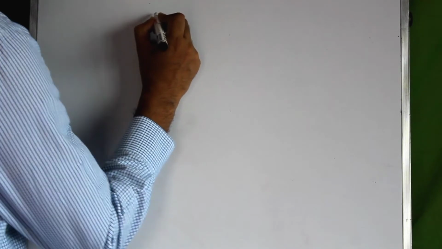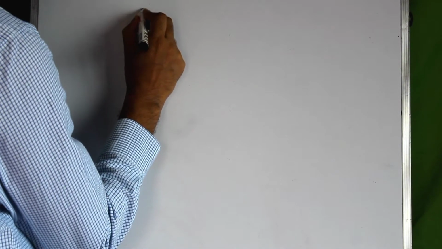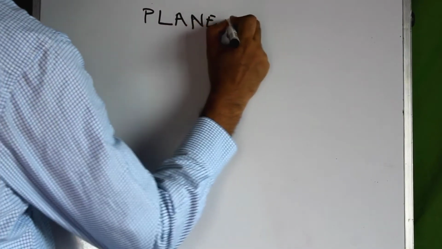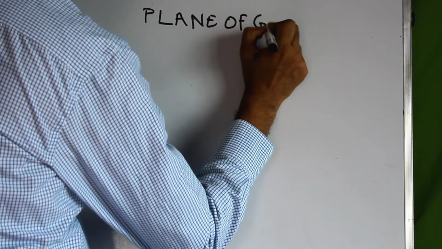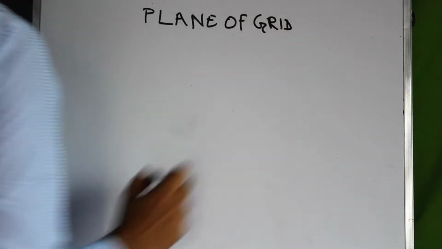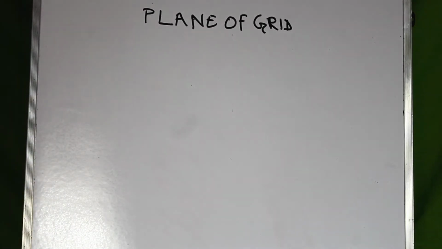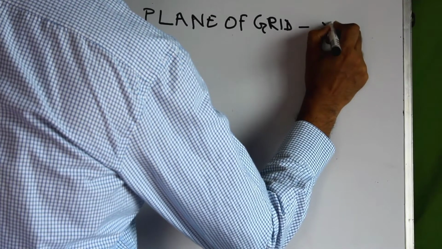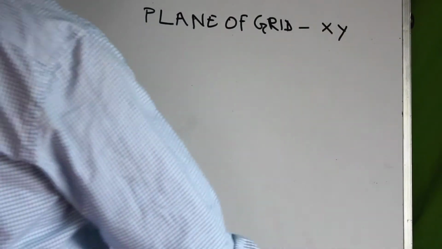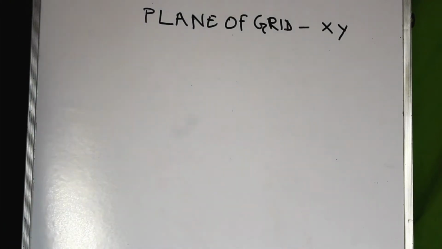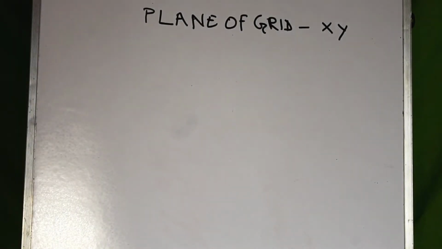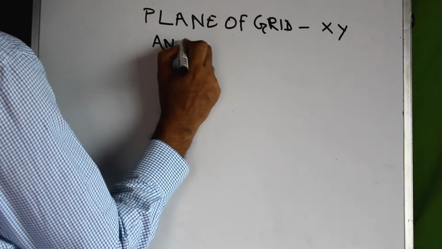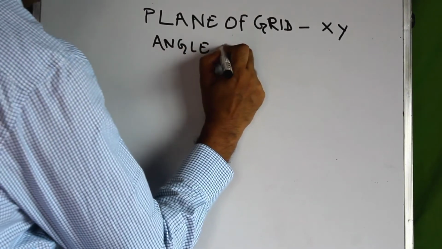So our first parameter that we need to define is the plane of the grid. And since we are creating a planar structure, the plane of the grid would be, you have guessed it right, the XY plane. Now, there is another parameter in STAAD which is called the angle of the plane.